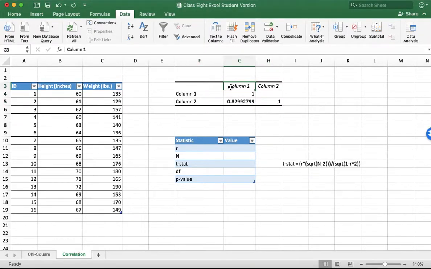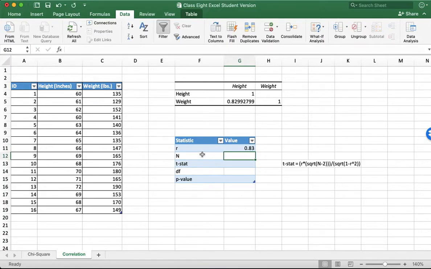And here you can fill in height, weight, and this is a correlation matrix, and this value right here is what we're most interested in. This is the actual correlation. So we're looking at the relationship between height and weight and seeing that that R value, or correlation value, can be rounded up to be 0.83.